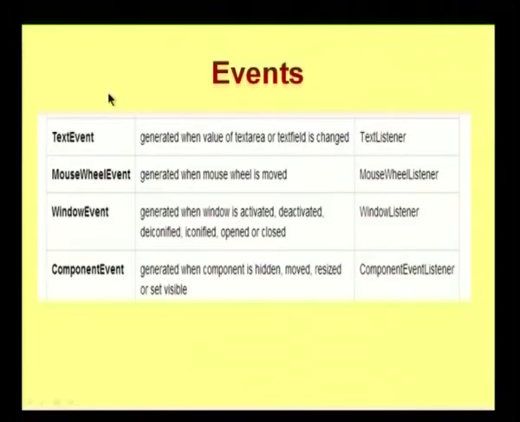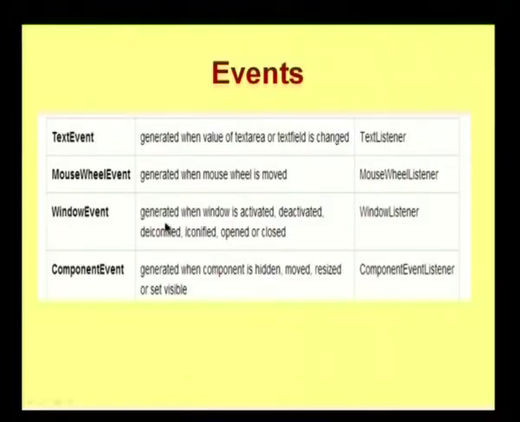Next is the mouse wheel event. This is generated when the mouse wheel is moved. You know that in your mouse you have wheel movement, and this could also be tracked, so you can do some work based on the mouse movement. In case of scroll bars, your vertical scroll bar and horizontal scroll bar, while you scroll the contents, this mouse wheel event will be very useful to track how many units you have scrolled and so on.